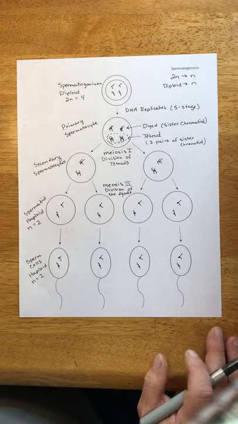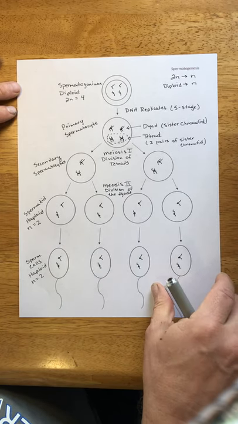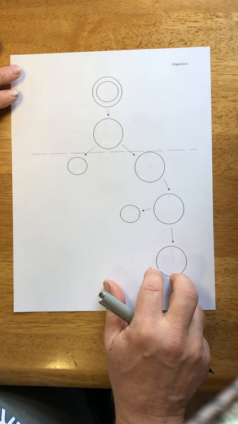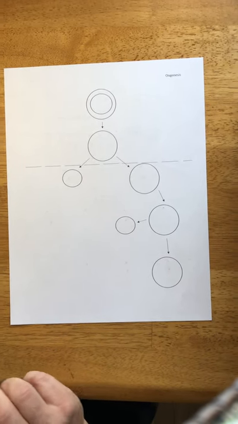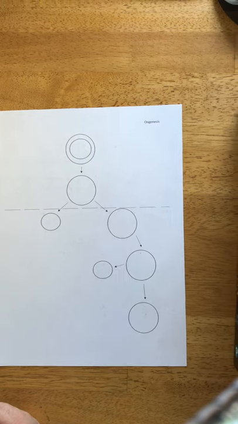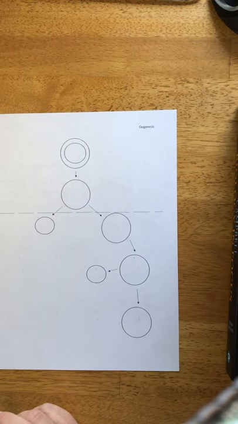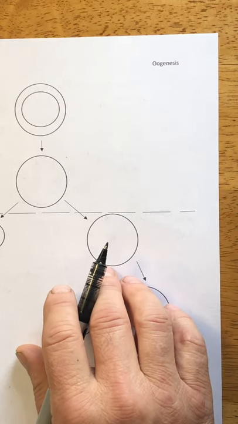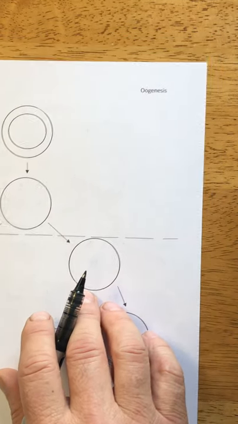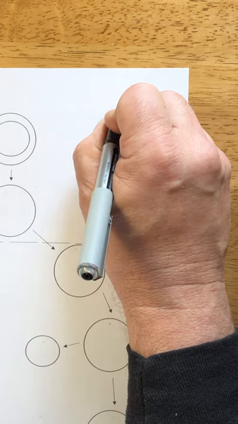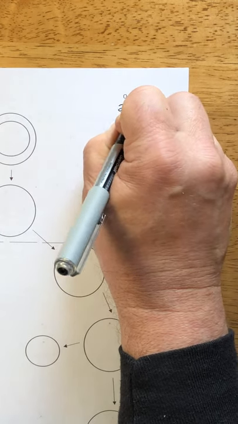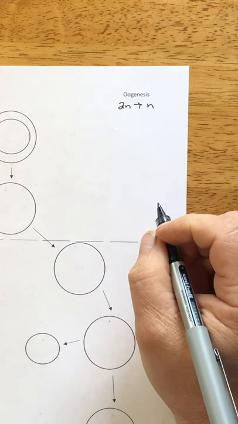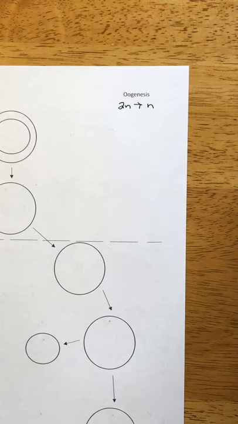The female, especially the human female, it's a little bit different. And so let's take a look at that. So on the back side of this, we have what's called oogenesis. Oo is egg. Genesis means the beginning of. And so oogenesis is meiosis in the female. Okay, and in this scenario, we're also going to go from 2N to N, or diploid to haploid. And this looks a little bit different.